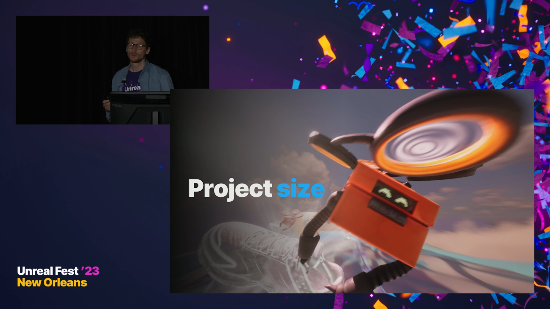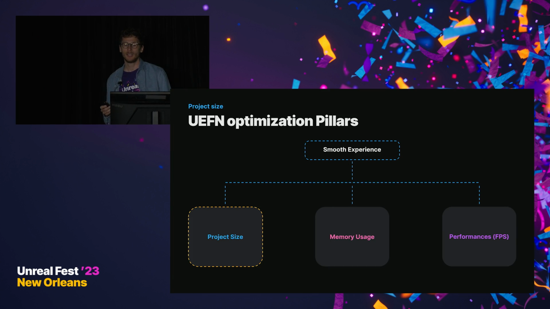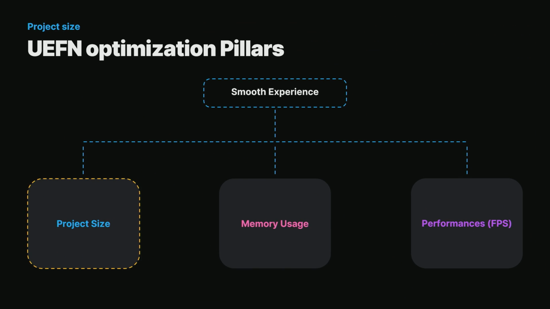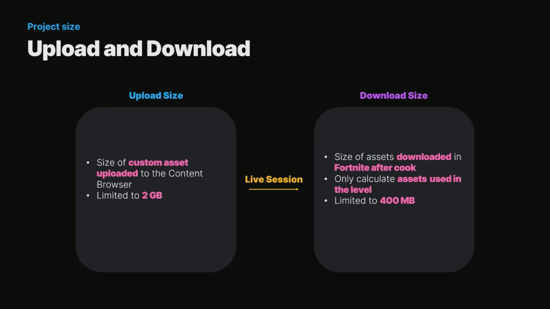Right, let's start by talking about project size, and it is the first pillar in our UEFN optimization chart. The project size contains two data that we have to look at, but they are heavily linked. The upload size is the size of the custom asset uploaded to the content browser of a project, and it is limited to 2 GB. When you launch a live session, your data will be automatically cooked, giving you the download size, which is the size of the asset downloaded in Fortnite after being processed and cooked.